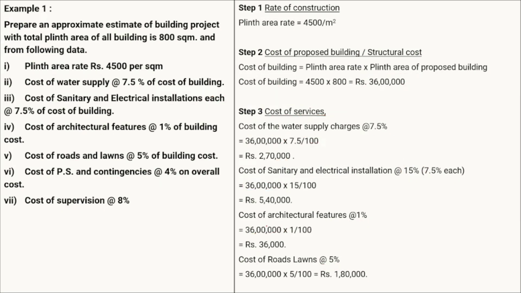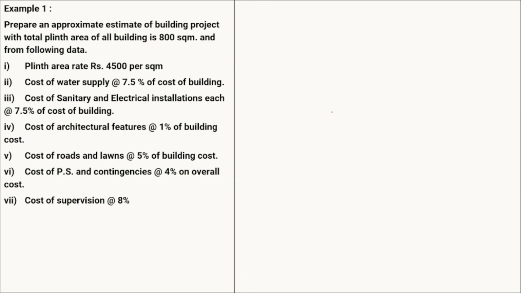Okay, so next, step 4 will be your overall cost. Now we know that the overall cost will be the addition of step 2 and step 3. Step 2 is the cost of the proposed building, or the structural cost, that is 36 lakhs, plus the cost of the services, which will give us step 4, that is the overall cost. So overall cost will be equal to the cost of the building plus the cost of the services, that is step 2 and step 3.